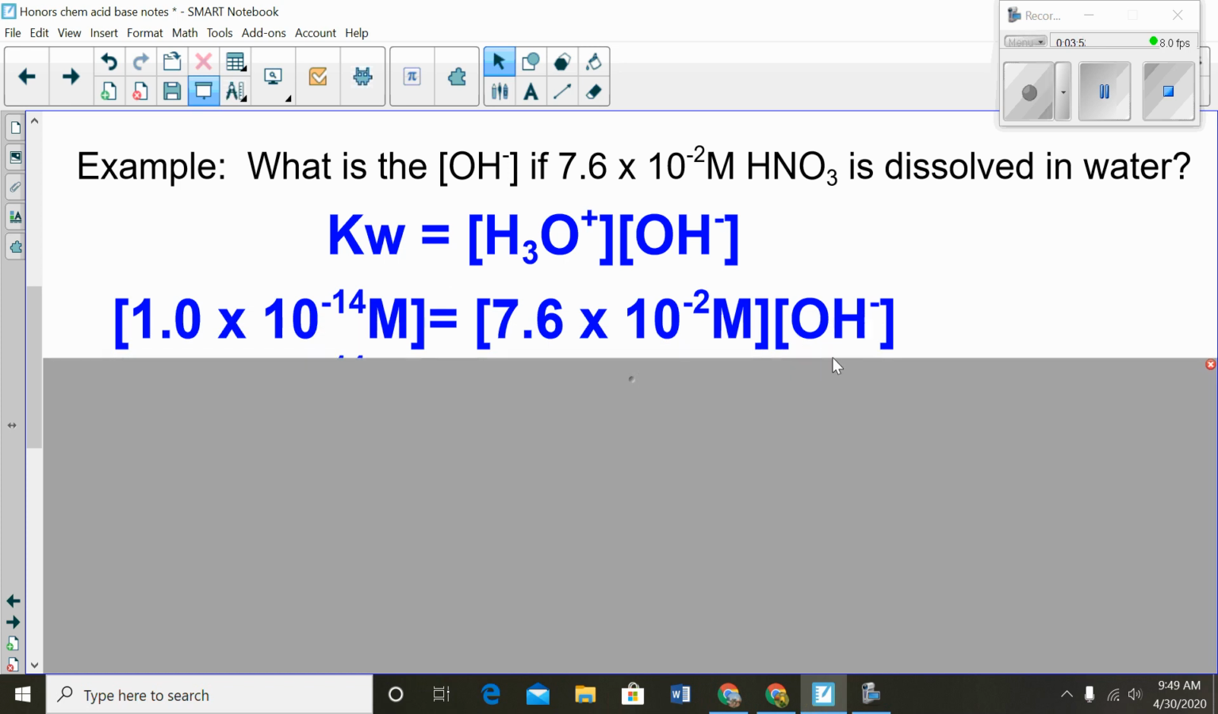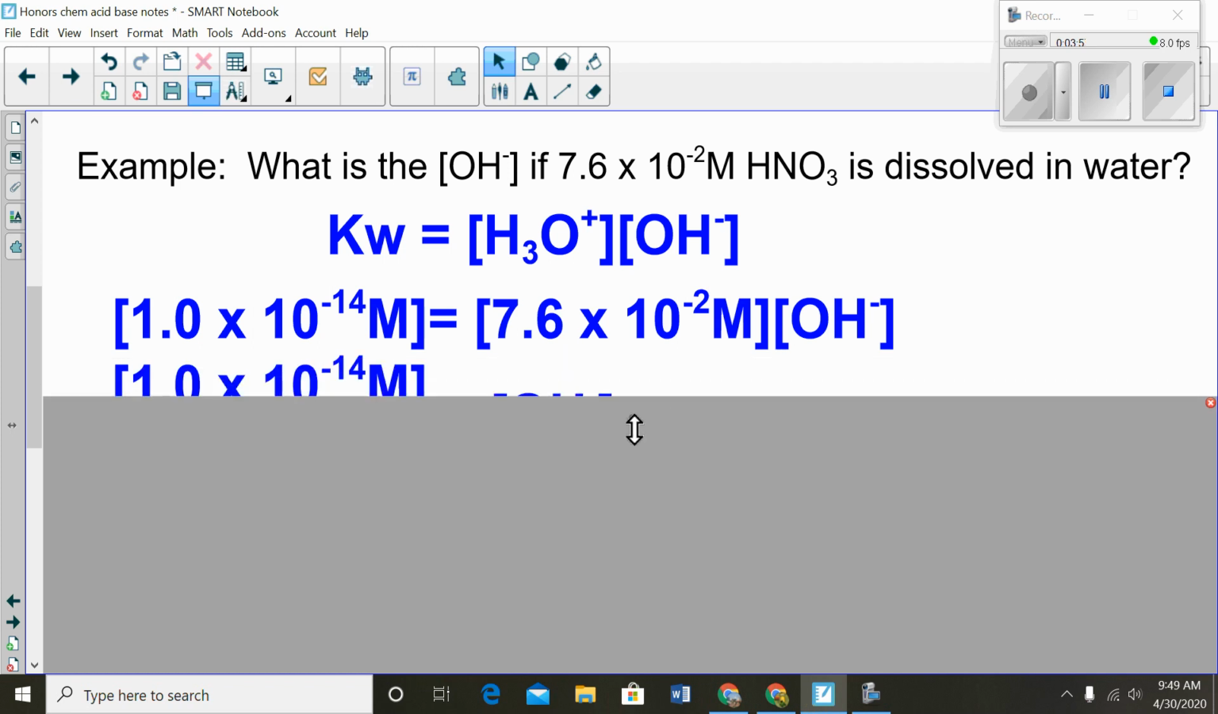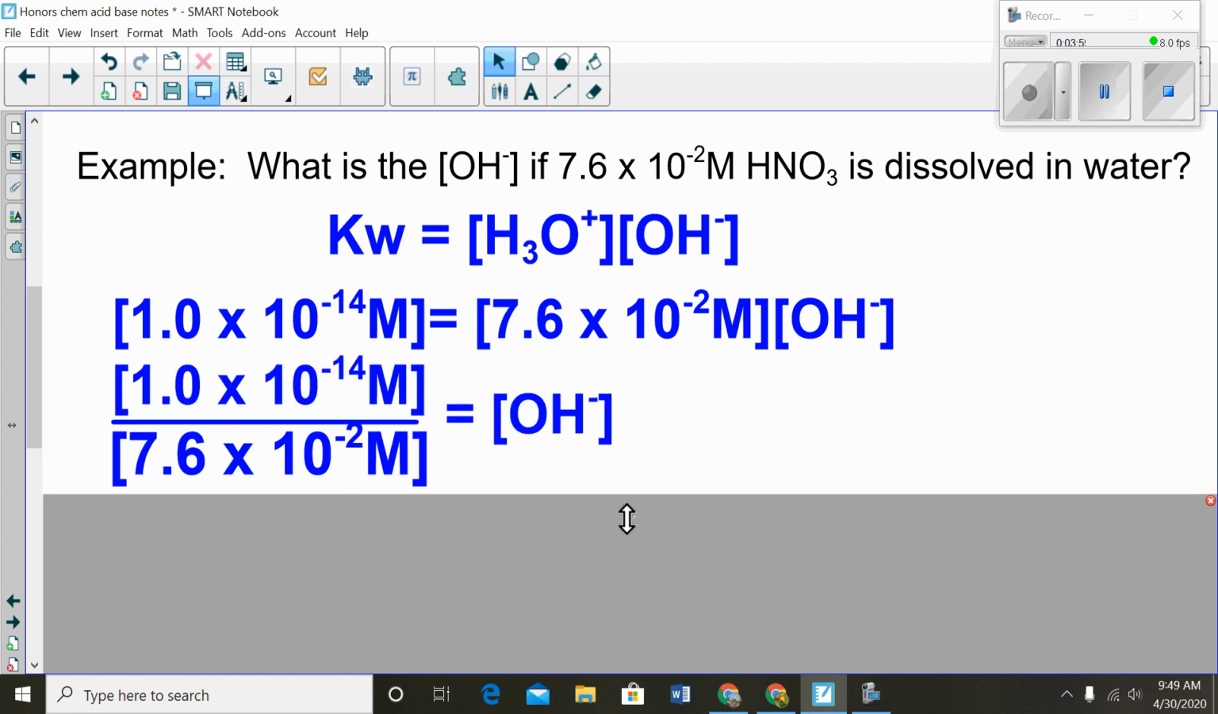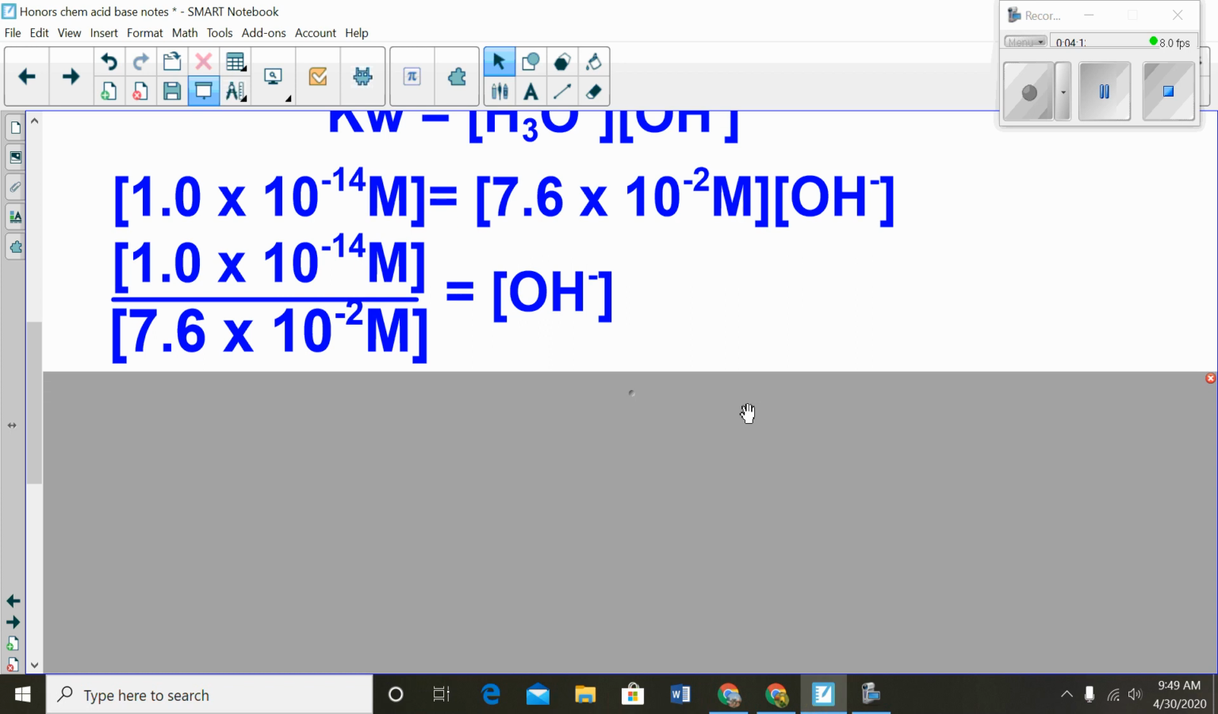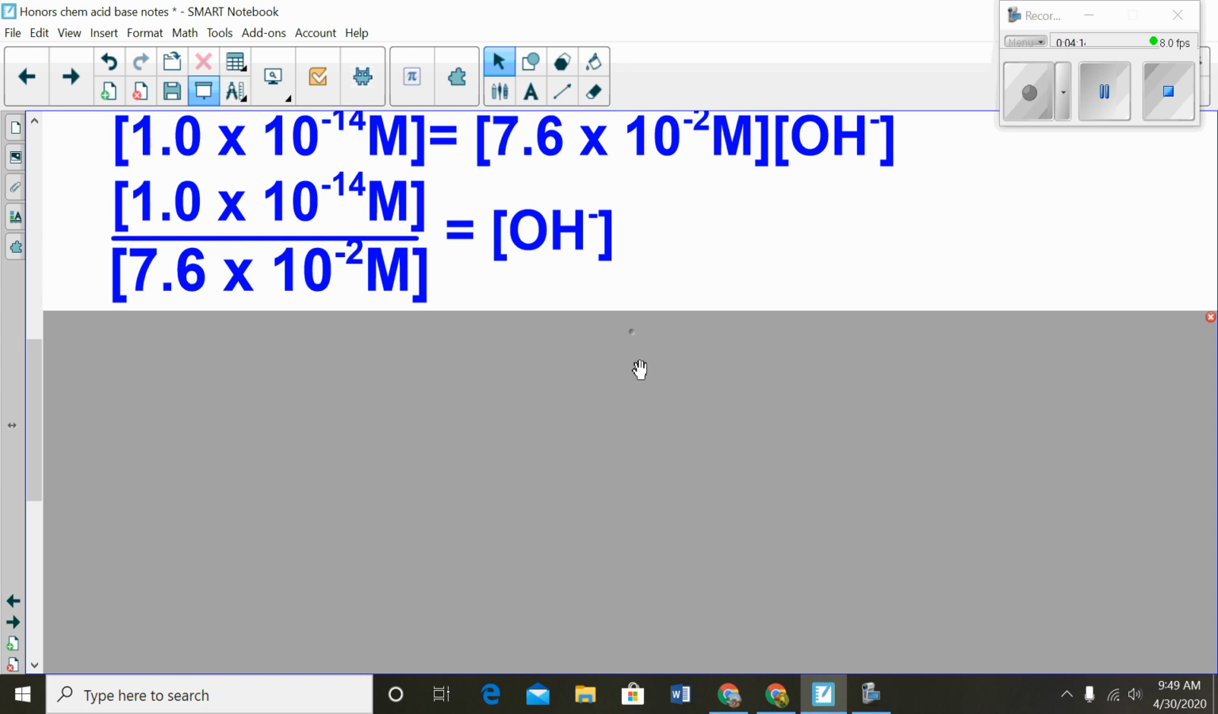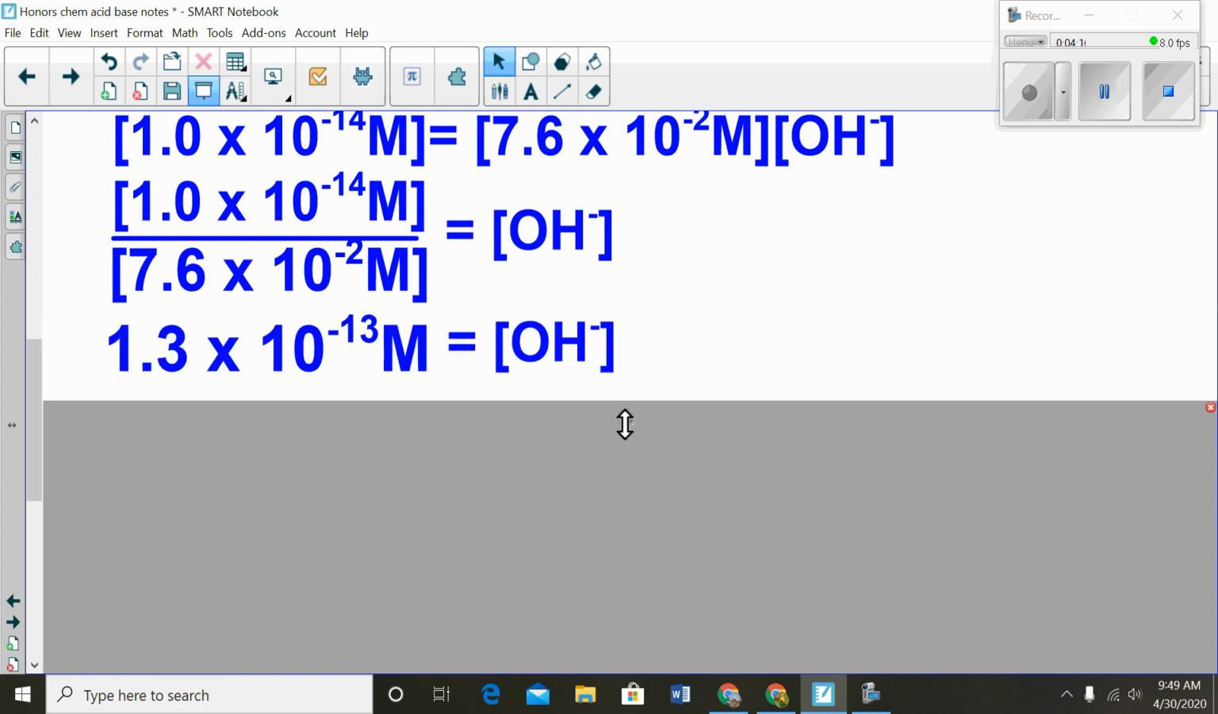So here's how you plug it in. You are trying to isolate the OH minus, that's what you are looking for. So you need to divide by the 7.6 times 10 to the minus second. And again, when you type this into your calculator, make sure you are typing 1.0, the EE key to the minus 14th, divided by 7.6, the EE key to the minus second. And this is your answer.